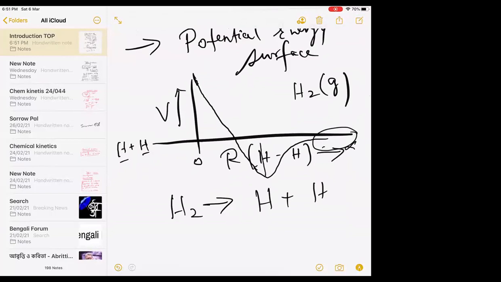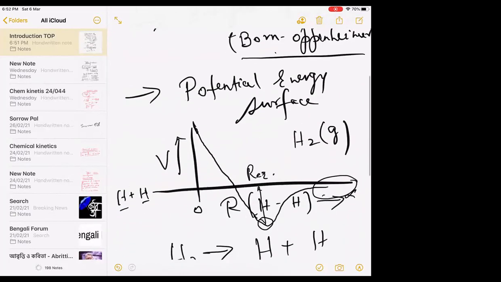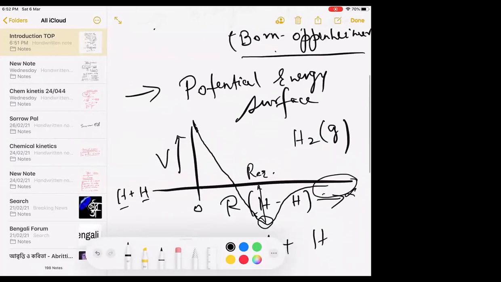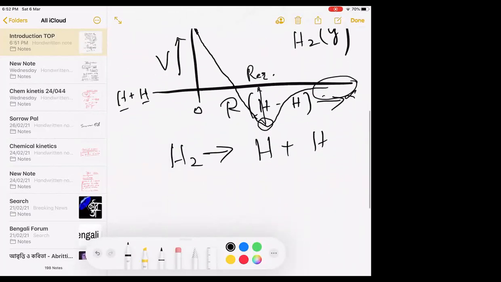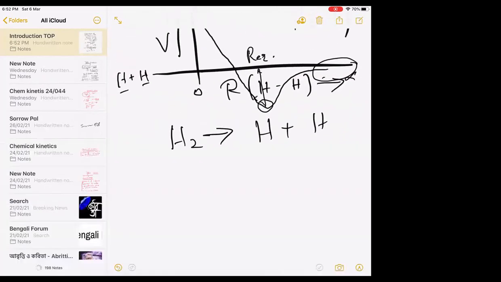But at some point, this energy will go below the hydrogen plus hydrogen. And this is the point where you can say that the hydrogen molecule is the most stable in the gas phase. So we can call it equilibrium distance. So this is something that all of you know. So what I'm trying to say is that in quantum chemistry, we can calculate energy of a system at any point. And hence, I can calculate the energy of a system over the entire range of points and get the potential energy surface. And thus, we can predict the geometry of the molecule.